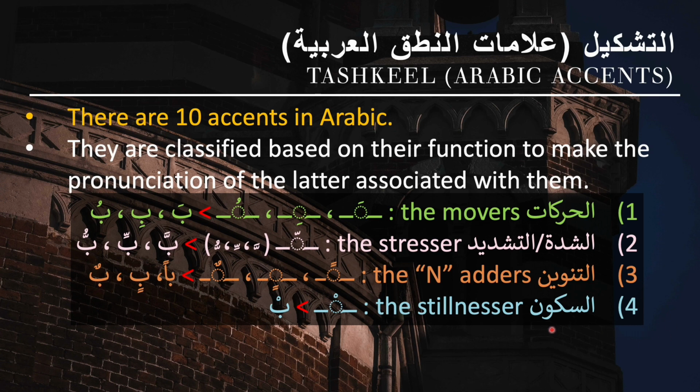The last group is السكون, the stillnesser. It makes the sound of the letter stop and there is no moving after it. So whenever you have the sukun or the stillnesser, you don't move with any vowel after it. You stop and start a new syllable without having any connection with harakat. An example here: for the sukun we just put this circle. The letter remains in the same circle, doesn't move. So b. So that's in general about the tashkeel.